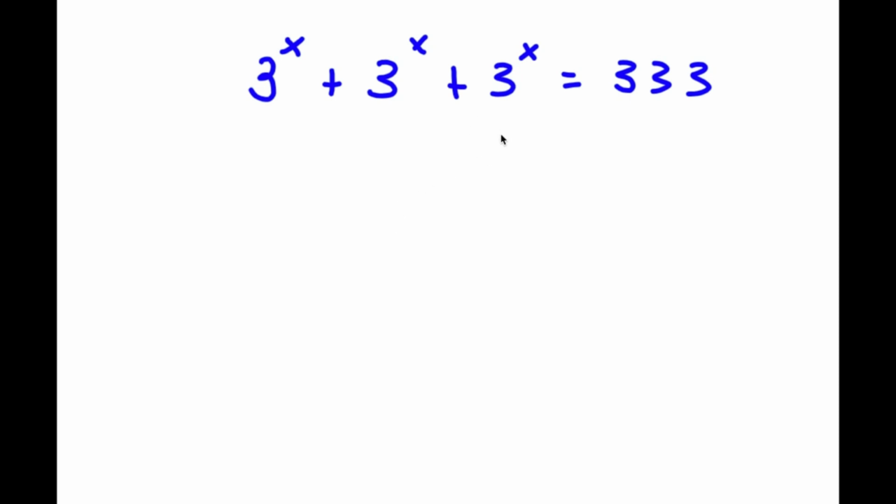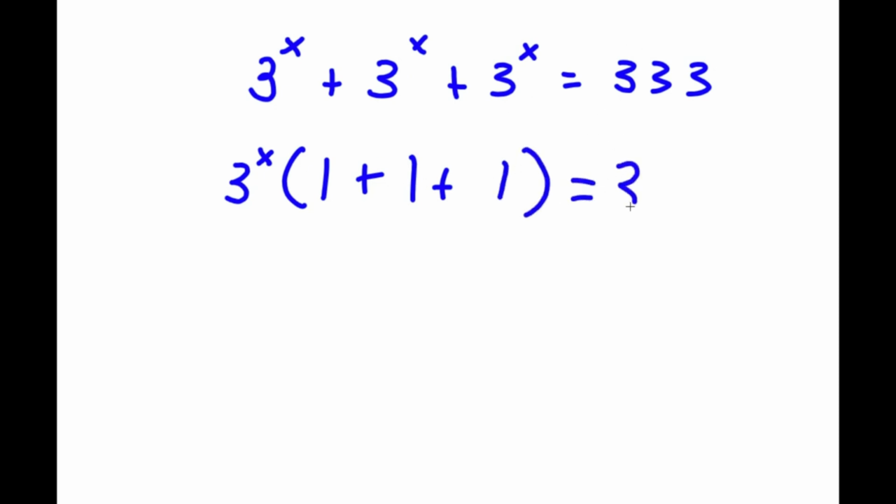Alright guys, in this problem, I have 3 to the power of x plus 3 to the power of x plus 3 to the power of x is equal to 333. So to solve this, what I'm first going to do is factor out 3 to the power of x from my left-hand side. So now I have 3 to the power of x times, now 3 to the power of x divided by 3 to the power of x, that's simply 1. So I have 1 plus 1 plus 1, and this is equal to 333.